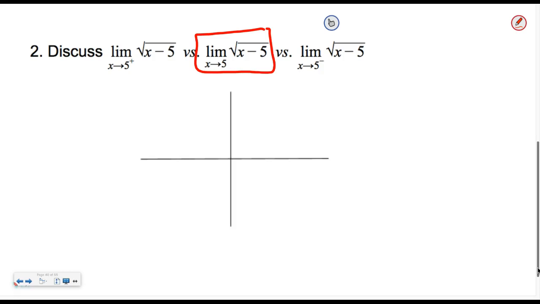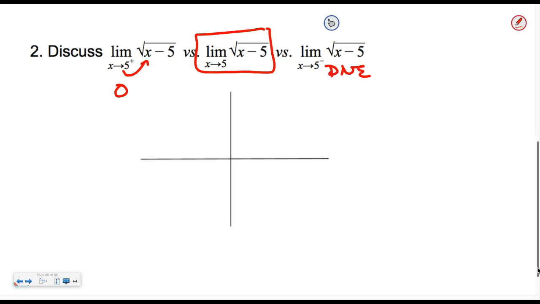Here's why. You've got to make sure that when you do the plug and chug, you keep the domain kind of in the back of your mind. As I come in from 5 from the right, like 5.0001, that will approach 0, right? But as I come in from the left, you might say, well, I just plug it in. You got to be very careful about that, because what happens when I plug in a 4.99999, subtract 5? What do I get? Negative, and we can't root negatives, and we don't go complex numbers in here. We're only about what happens in the real number system. So right here, this doesn't exist.